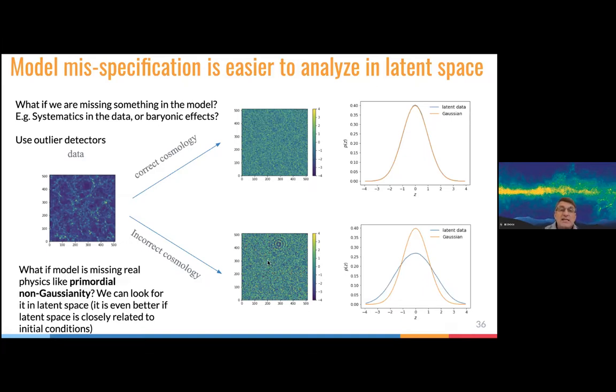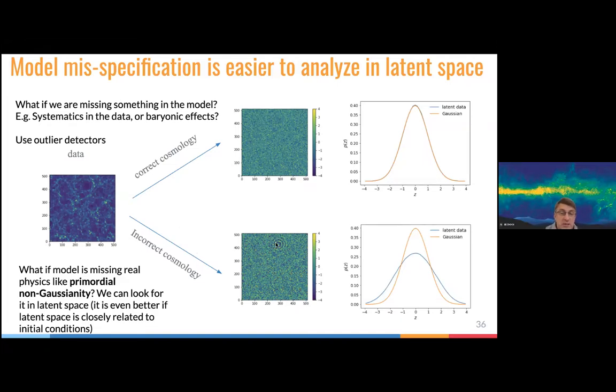And so this is nice because we can use these latent space maps to verify if we have achieved our target goal. If we have not, then maybe we're missing some systematics in the data. Maybe we're missing some effects, like baryonic effects, things like that. We can verify a lot of things by looking at the results in the latent space. Or maybe we're missing some real thing.